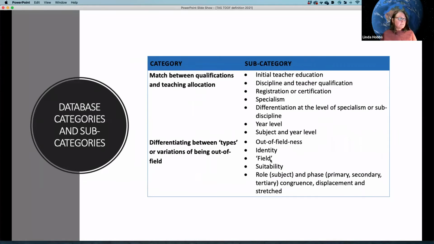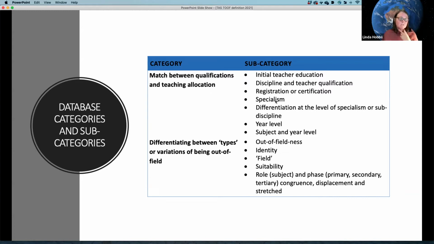But what we did come up with was different qualification thinking around two subcategories basically. One was around matching between qualifications and teaching allocation and how that was referred to and defined. And some sub-themes or subcategories that came up related to practices and policies around initial teacher education and how teachers entered the teaching degree. One was looking at discipline and teacher qualifications. One was looking at registration or certification.